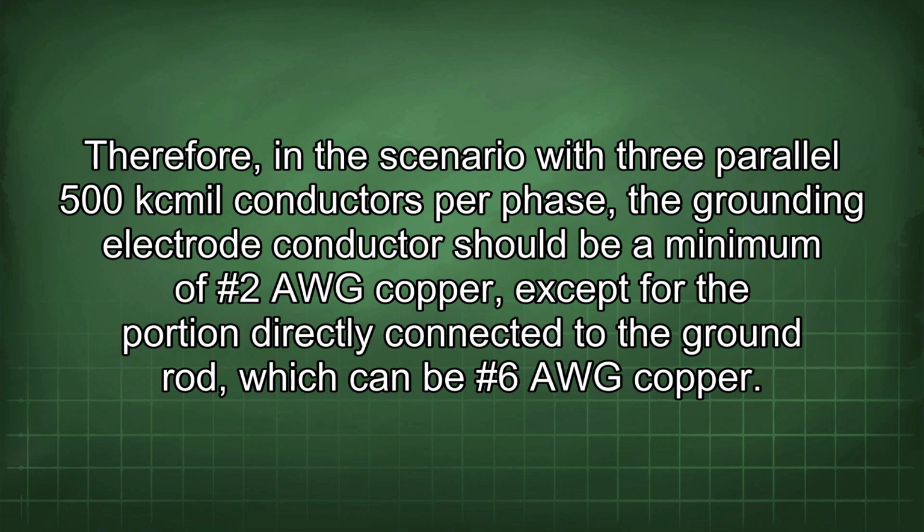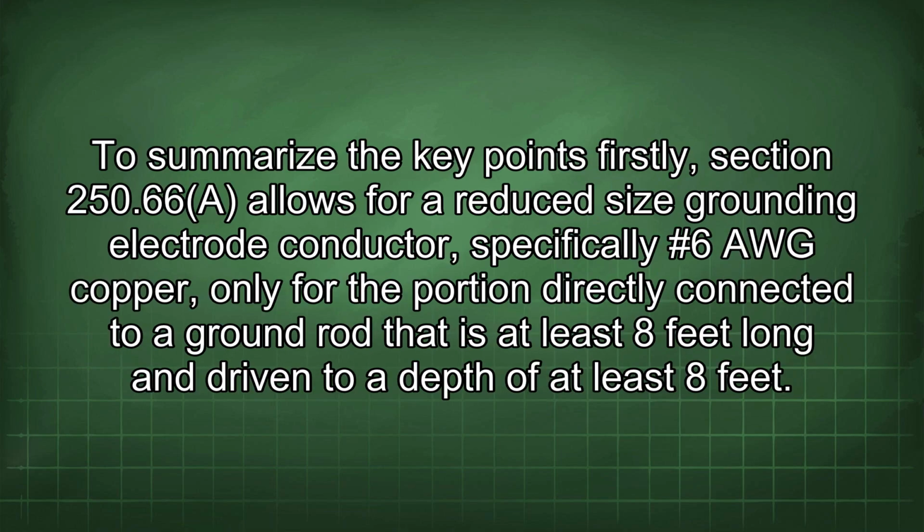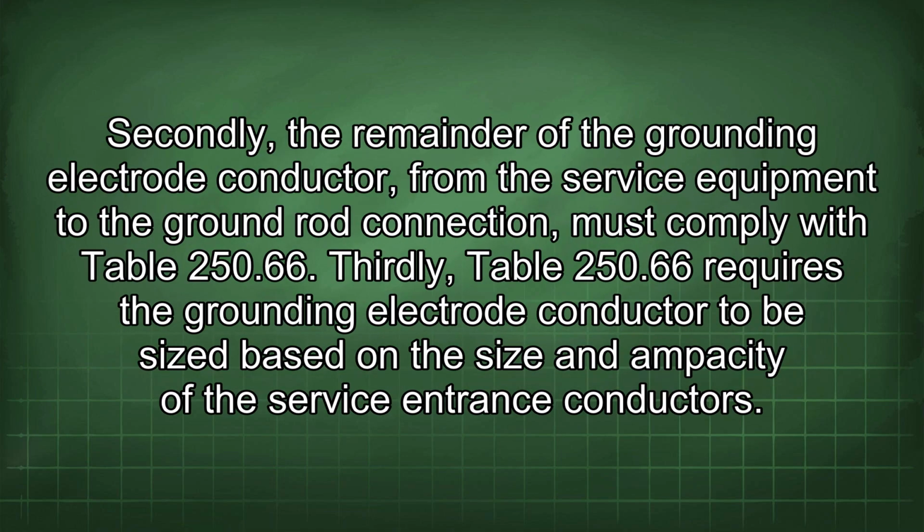AWG copper. To summarize the key points, firstly, Section 250.66 allows for a reduced size grounding electrode conductor, specifically #6 AWG copper, only for the portion directly connected to a ground rod that is at least 8 feet long and driven to a depth of at least 8 feet. Secondly, the remainder of the grounding electrode conductor, from the service equipment to the ground rod connection, must comply with Table 250.66.